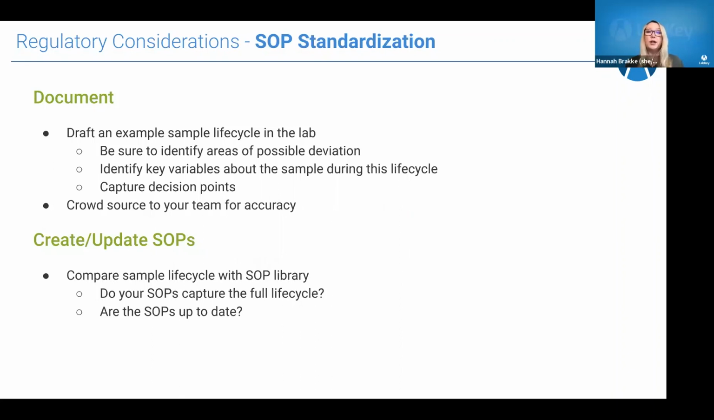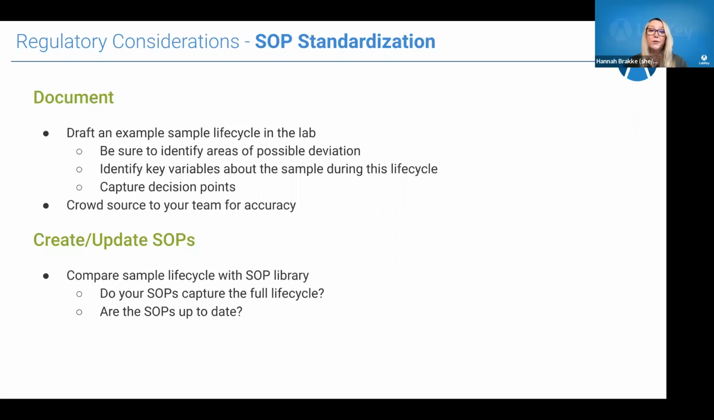Also, make sure that you're identifying key variables about the sample during this life cycle. So things that might be important are those incubation times, media diluents, the temperature of thawing or incubation or storage, things like that. And then also making sure to capture decision points. So if you expected to get a certain number of cells out, and it's quite a bit lower than that, what are the decision points around that? Do you have those SOPs in place as well?